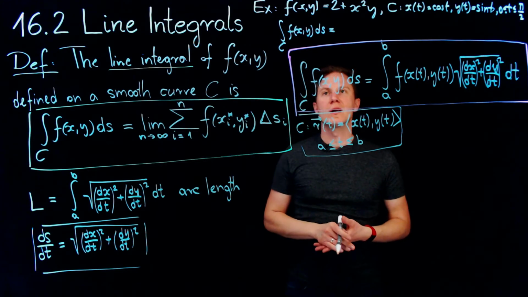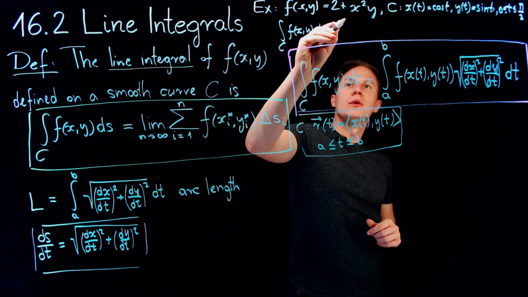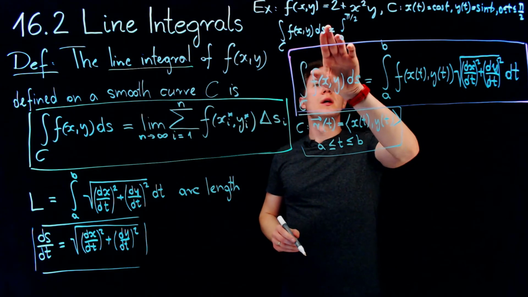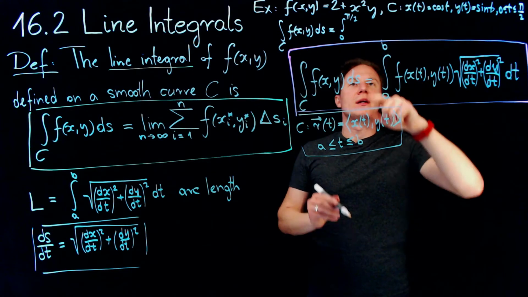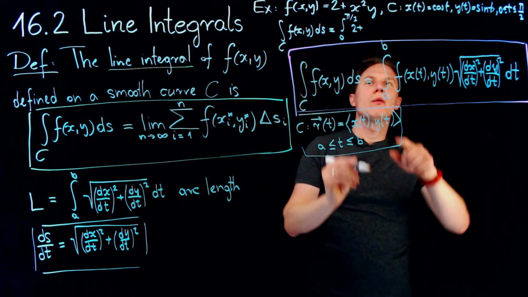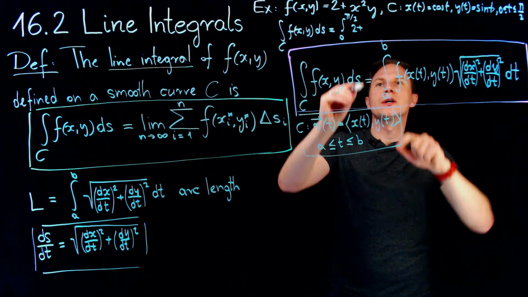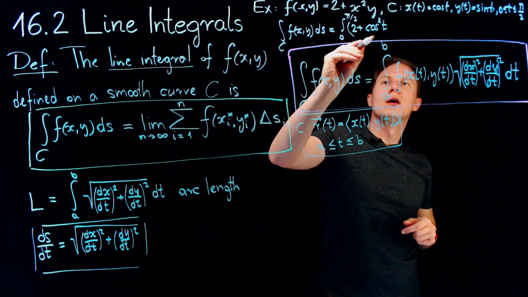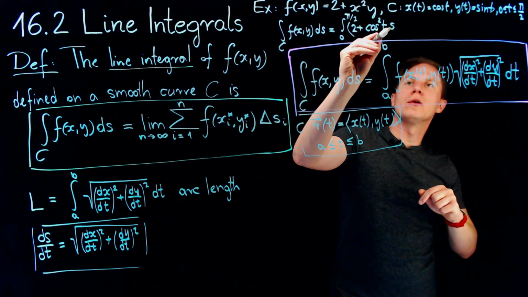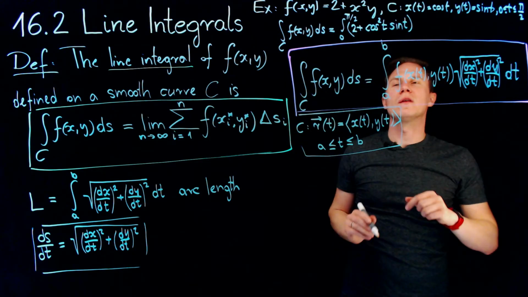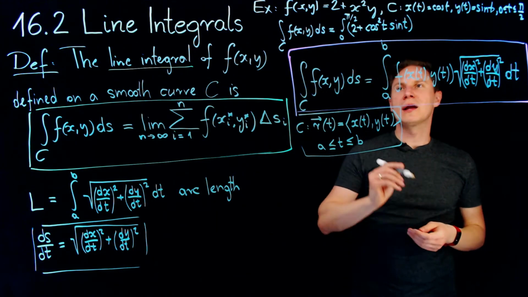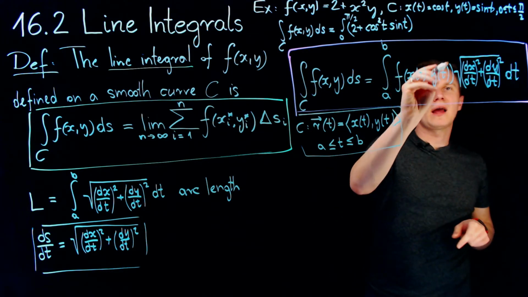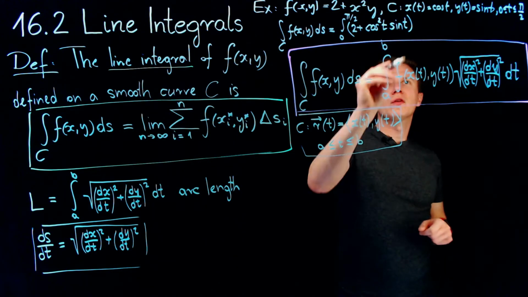I hope you paused it and used this formula to integrate between 0 and pi over 2 the function 2 plus x squared times y. Now x(t) is of course the cosine of t, so we have to square it, that's cosine squared of t, times y, which is the sine of t along the curve. So this is our function that we need to integrate with respect to t, but we also need that extra factor. So let's just look at that.